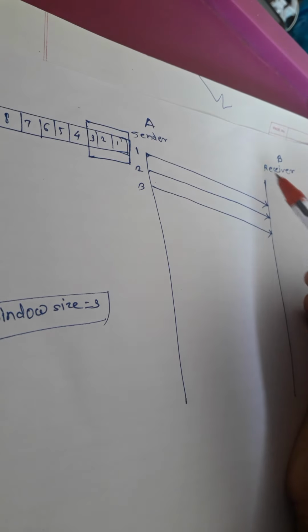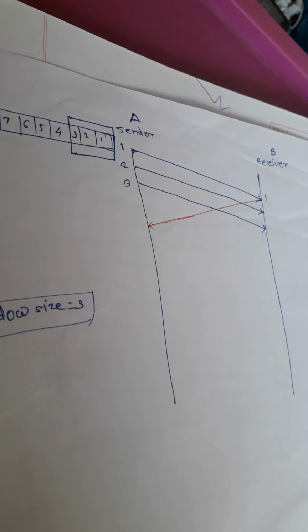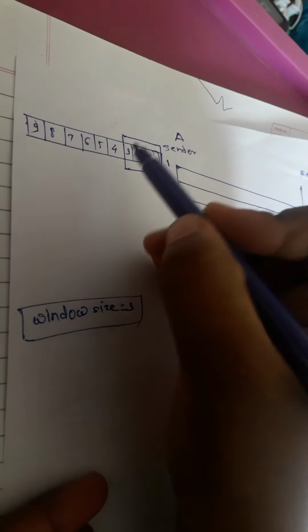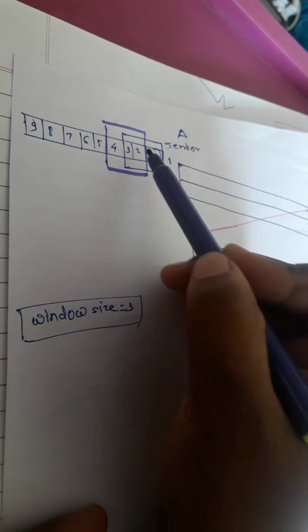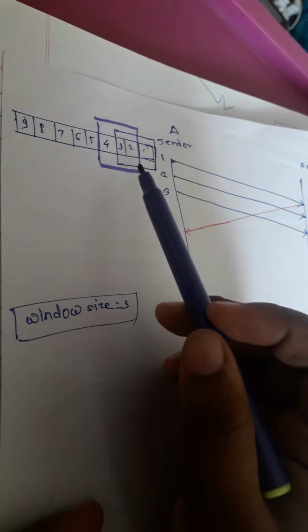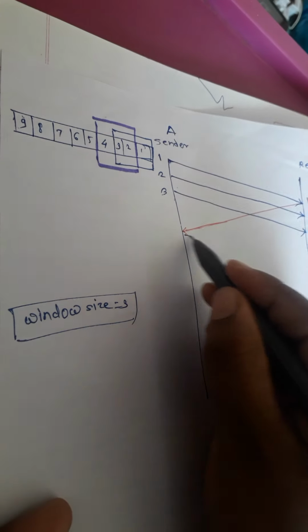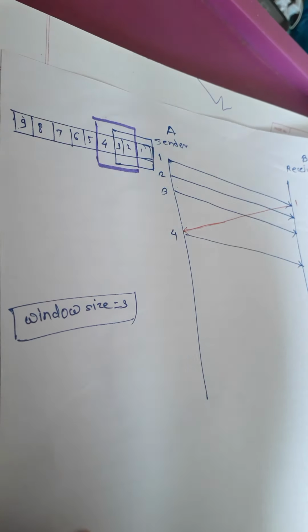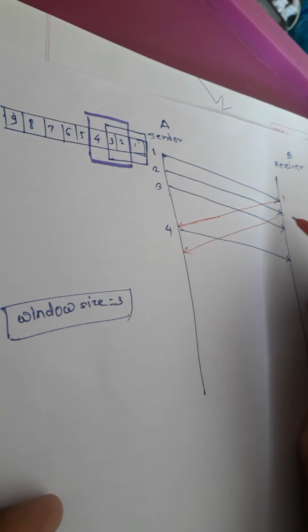After some time, the receiver will receive the first frame, so it will transmit the acknowledgement for the very first frame. After receiving the first acknowledgement, the window at the sender will shift to the left. Now the window consists of the second, third and fourth frames, so the sender has to transmit the fourth frame now. Meanwhile, the receiver will receive the second frame and transmit the acknowledgement for the second frame.